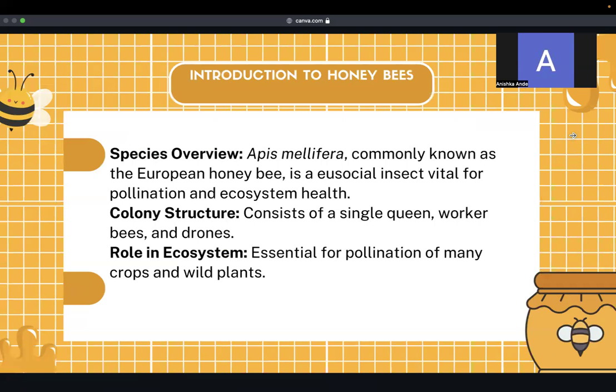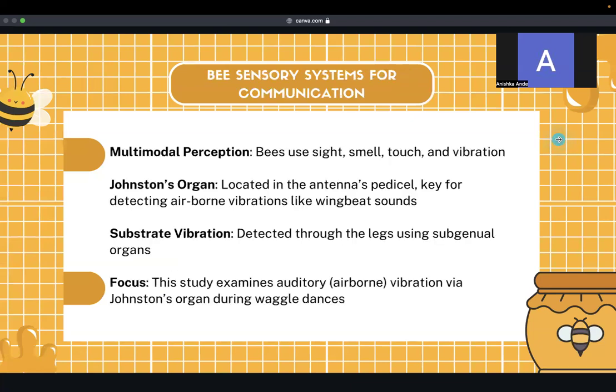So, just some background, the species overview is Apis mellifera, commonly known as the European honeybee, is a eusocial insect vital for pollination and ecosystem health. The colony structure consists of a single queen, worker bees, and drones, and the role in the ecosystem is that it is essential for pollination of many crops and wild plants.